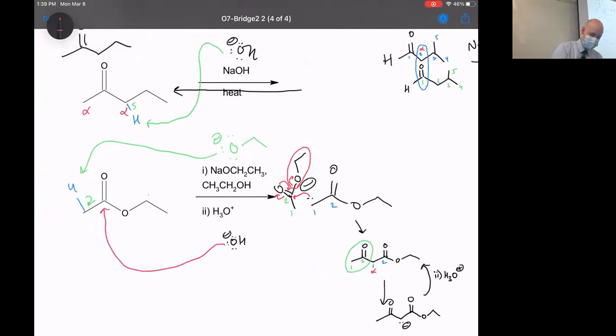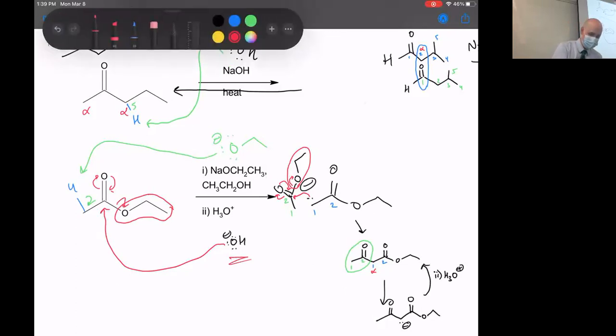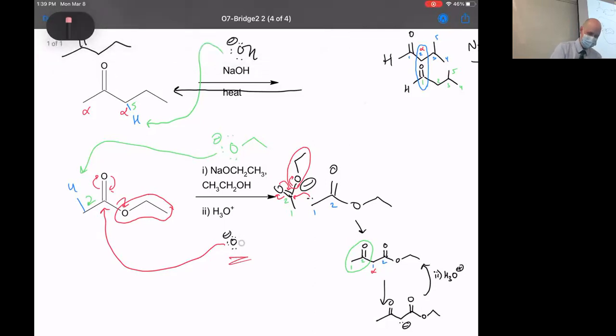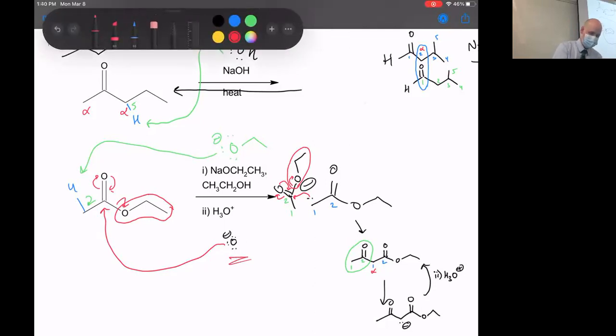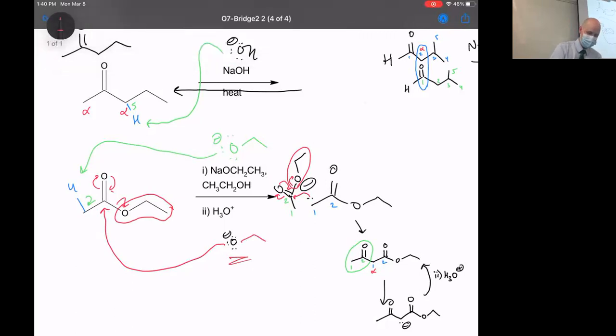Your O minus can attack that carbonyl because it's an electrophile, kick electrons up to the O, come back down, and kick this off. And in which case it would replace this O with 2 carbons with an OH. And it would change your ester into a carboxylic acid. And then it's not an ester anymore, and then you're not going to get that product. So instead, we use that O with 2 carbons attached. So this is what we used as our base.